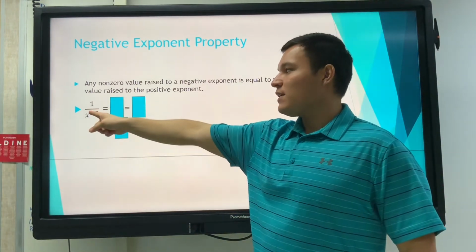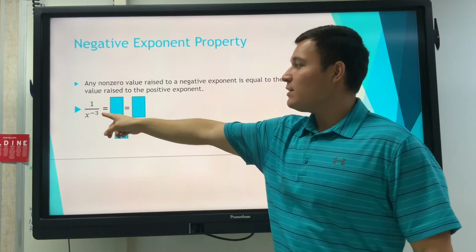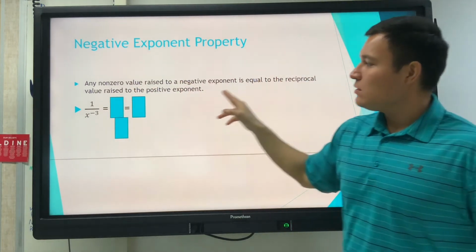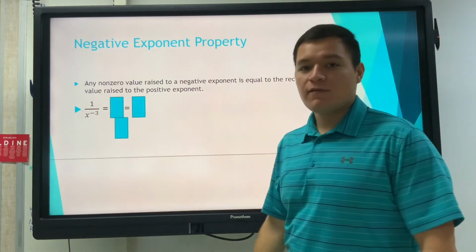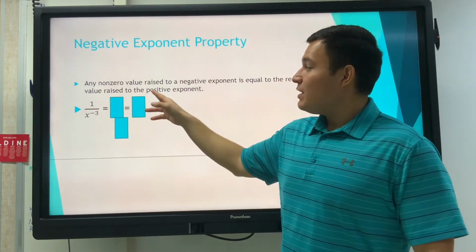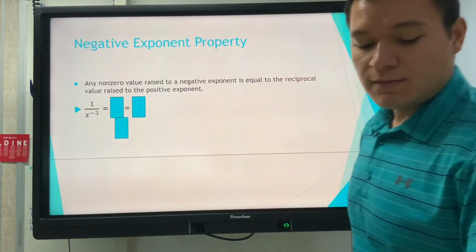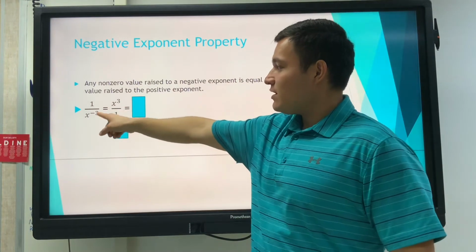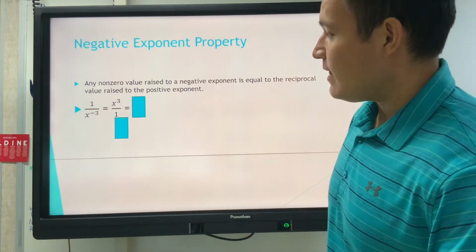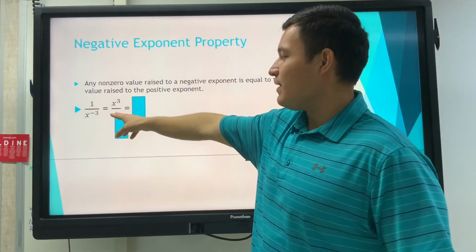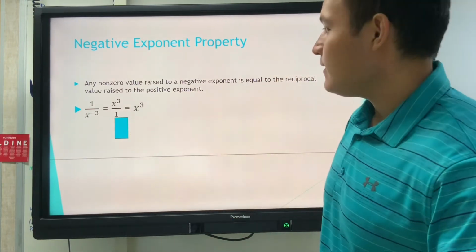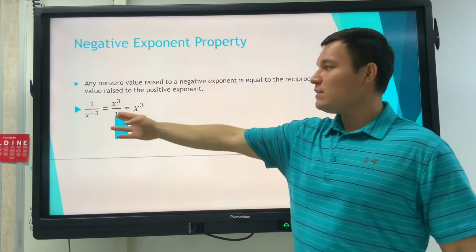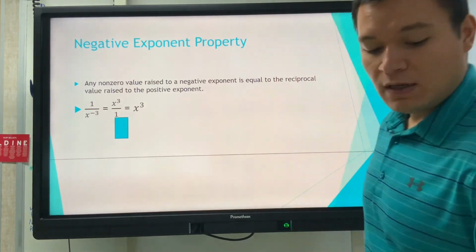Let's get an example. 1 divided by x to the negative 3rd power. This will be equal to the reciprocal. So that means we're going to flip that fraction over, and we're going to raise it to the positive exponent. So we flip it and change the exponent to be positive. And then, if we're just dividing by 1 now, we can simplify that to be x cubed. When you're dividing by 1, it's not going to change it at all. Let's do another example.